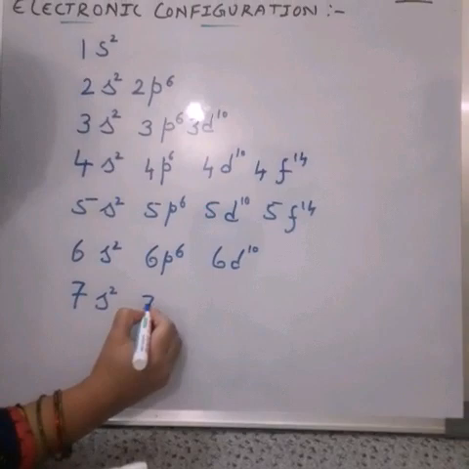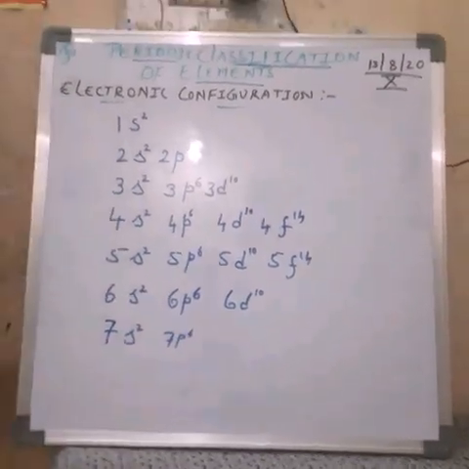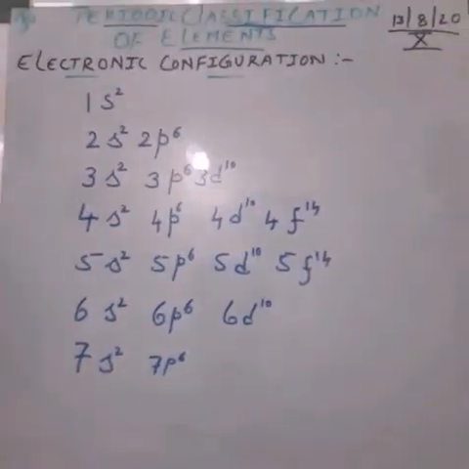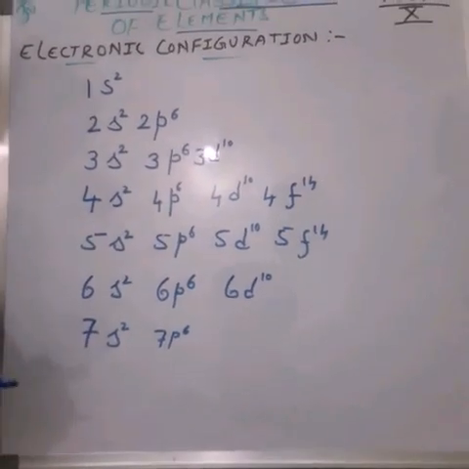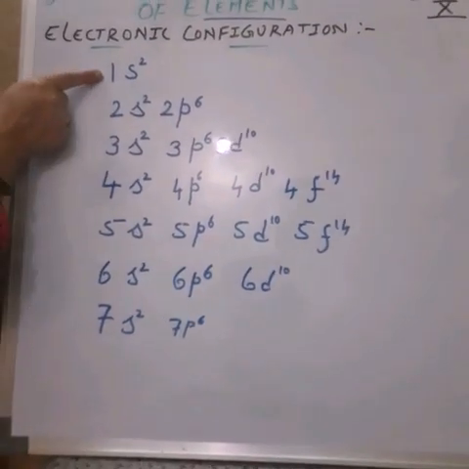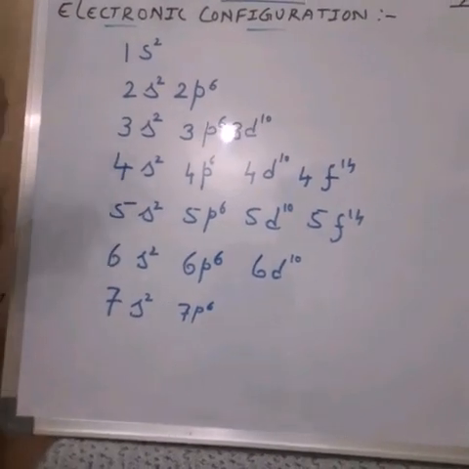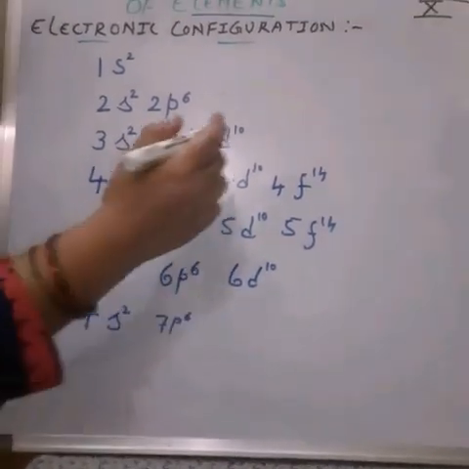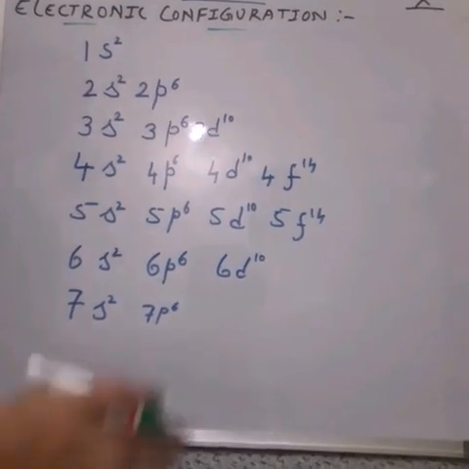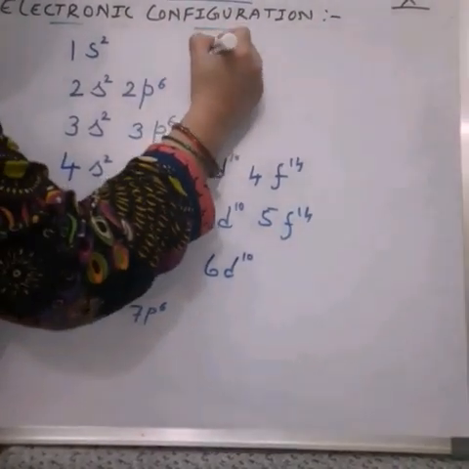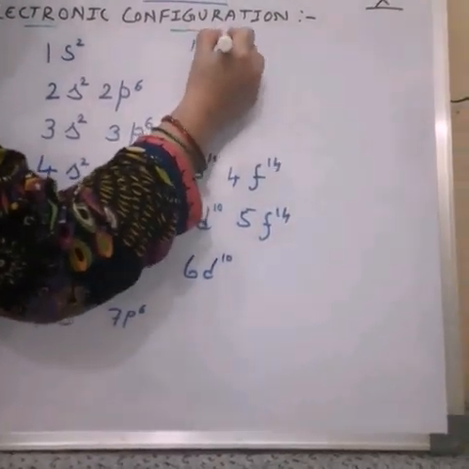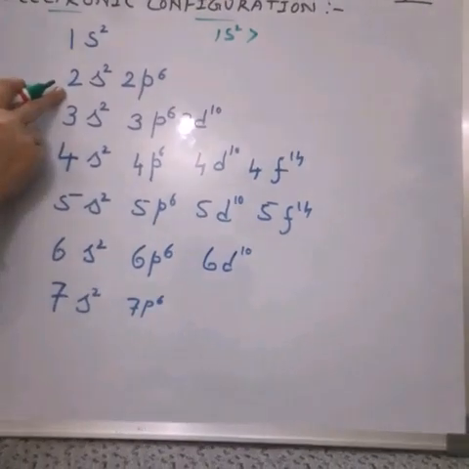7s2, 7p6. Fine, children. Now, what order will be followed? It will be from the lowest. Now, who is the lowest? 1. So, if I start writing in a linear fashion, it comes like this: 1s2. Then followed by whom? 2s2.